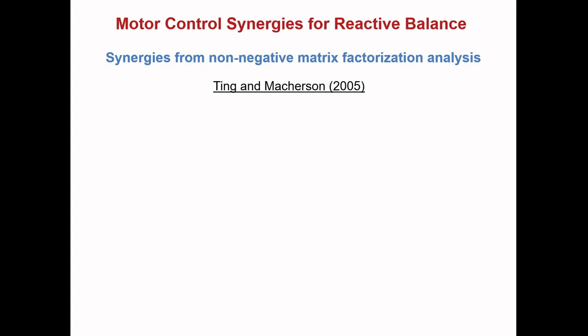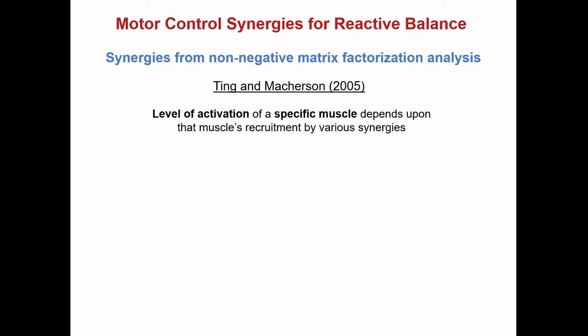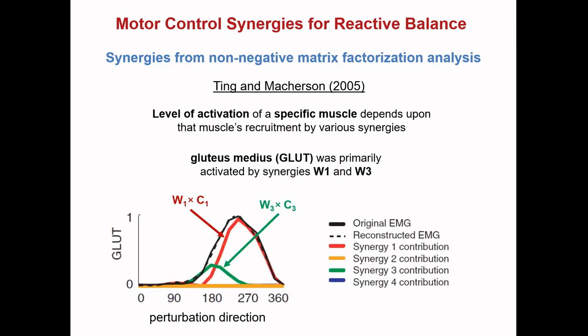The final component of this theory that we need to understand is how the level of activation of a specific muscle is determined. In this theory, the activation of a specific muscle depends upon that muscle's recruitment by the various synergies. For example, a couple of slides back, we saw that the gluteus medius is only involved in synergies W1 and W3. We also saw that the gluteus medius makes a maximum relative contribution in synergy 1, but only about a 25% contribution to synergy 2.